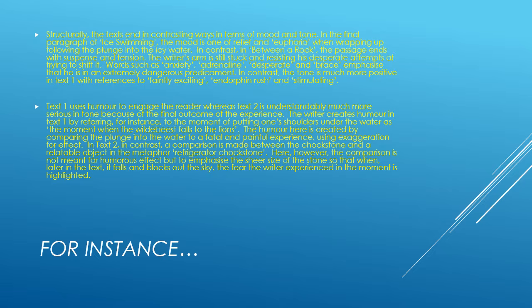Okay, so I've said this. Structurally, the texts end in contrasting ways in terms of mood and tone. In the final paragraph of Ice Swimming, the mood is one of relief and euphoria when wrapping up following the plunge into the icy water. In contrast, in Between a Rock and a Hard Place, the passage ends with suspense and tension. The writer's arm is still stuck and resisting his desperate attempt at trying to shift it. Words such as anxiety, adrenaline, desperate, and brace emphasize that he's in an extremely dangerous predicament.